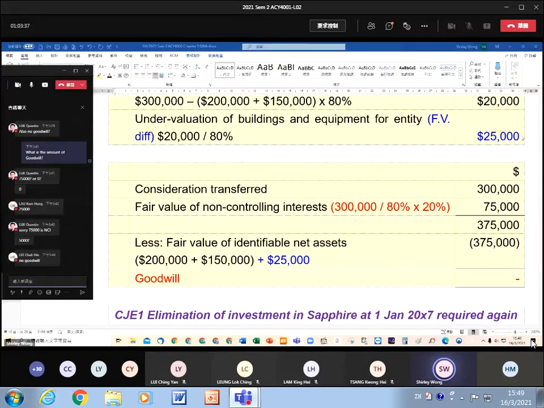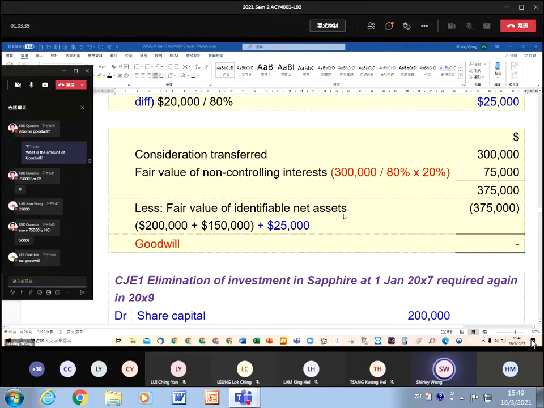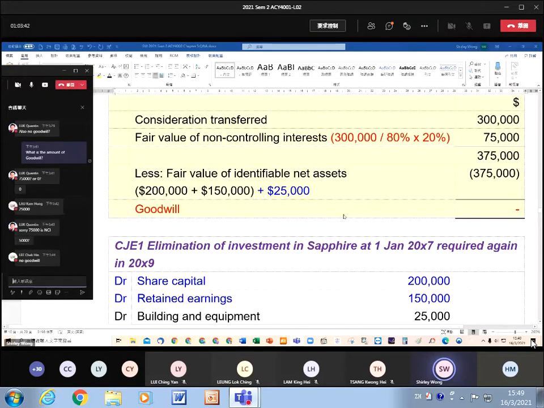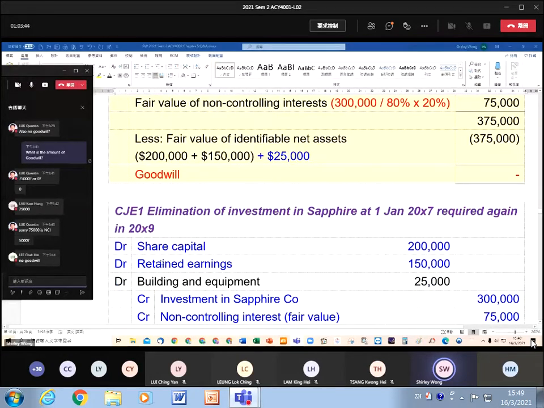Okay, so after you get all these figures, CJE number 1 is not that difficult. For CJE number 1, you will debit share capital, debit retained profit, and credit investment and credit NCI. Remember, we do not have goodwill. Therefore, we will debit building and equipment. After you prepare CJE number 1, what you need to do is prepare CJE number 2. CJE number 2 will usually be the goodwill impairment, if any. But for this case, there isn't any goodwill, so there isn't any goodwill impairment.